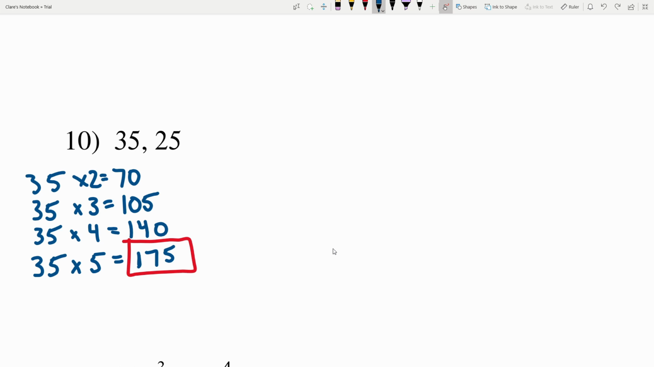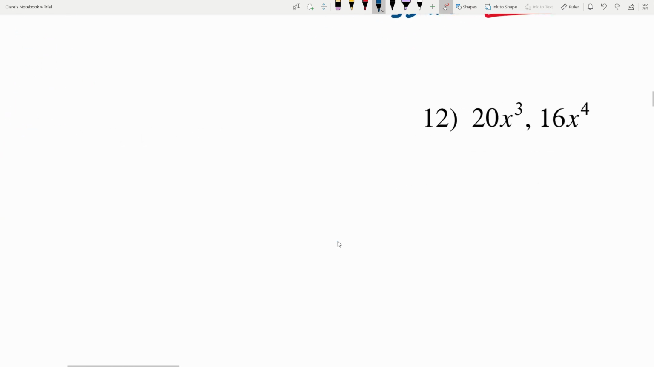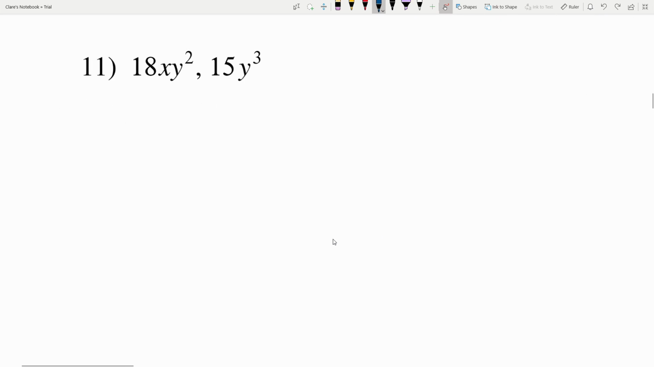Now let's move on to number 11. In number 11, we have 18xy squared and 15y cubed. So this is mixing it up a little bit because now we're dealing with variables. But remember, the LCM is the least common multiple of each. So let's start with our numbers and then I'll talk about the variables. So finding the least common multiple that both 18 and 15 divide, let's start by listing out the multiples of 18.